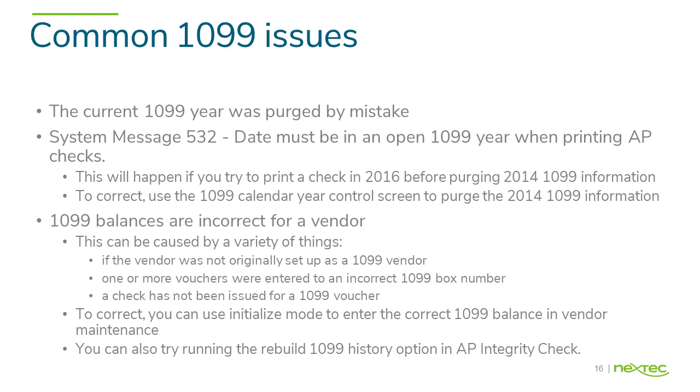1099 balances are incorrect for a vendor. A number of issues can come up with this: if the vendor was not set up as a 1099 vendor, or one or more vouchers were entered to an incorrect 1099 box number, or a check has not been issued for a 1099 voucher. Again, all those things can be corrected using initialize mode and entering the correct 1099 balance in the vendor maintenance screen.